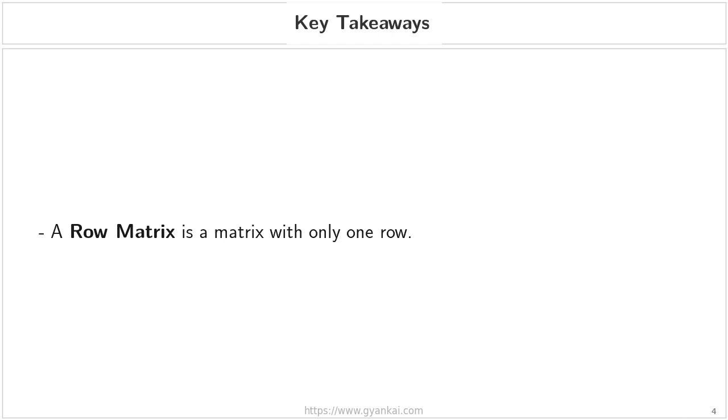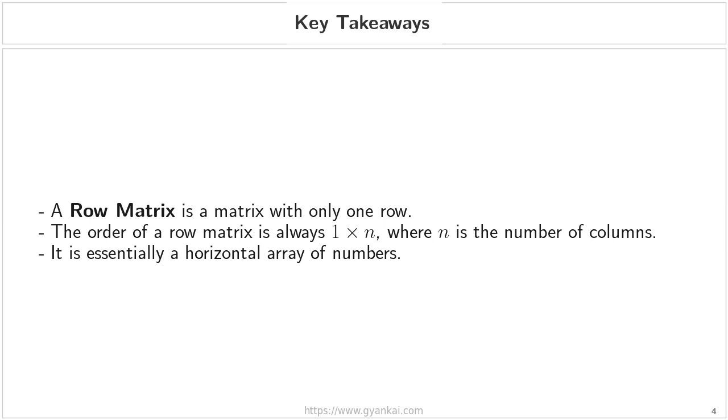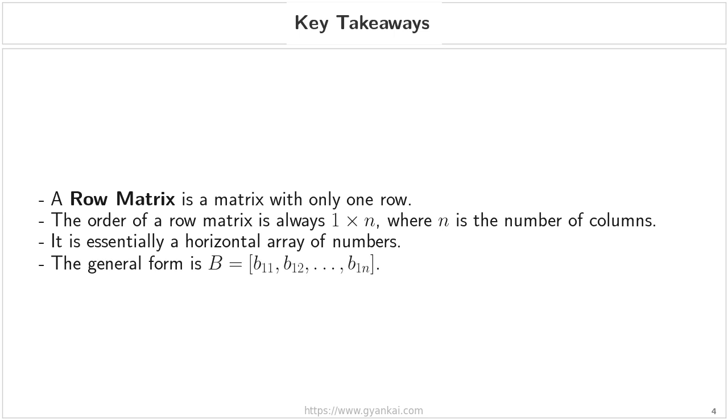First, let's reinforce the definition. A row matrix is simply a matrix that consists of exactly one row. Because the number of rows is always fixed at 1, the order of a row matrix is always expressed as 1 by n, where n represents the number of columns. To visualize this more simply, you can think of a row matrix as a horizontal array of numbers. In terms of general mathematical notation, we represent this as matrix B, which equals a sequence of elements starting from b11, b12, and continuing all the way to b1n. Notice how the first index always remains 1, as we are staying within the first row.